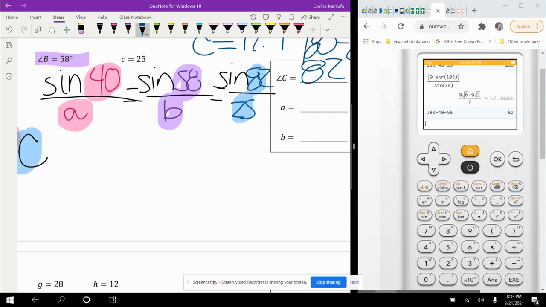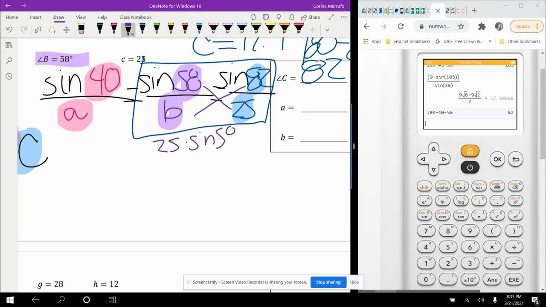Alrighty. So then we go ahead and look at it. I know big C and little c, I know both of those, so that's what we're going to have to use. So we're going to look at these two first. When I look at those two, I'm going to cross multiply to solve for little b. So we have 25 times sine of 58 equals b times sine of 82.